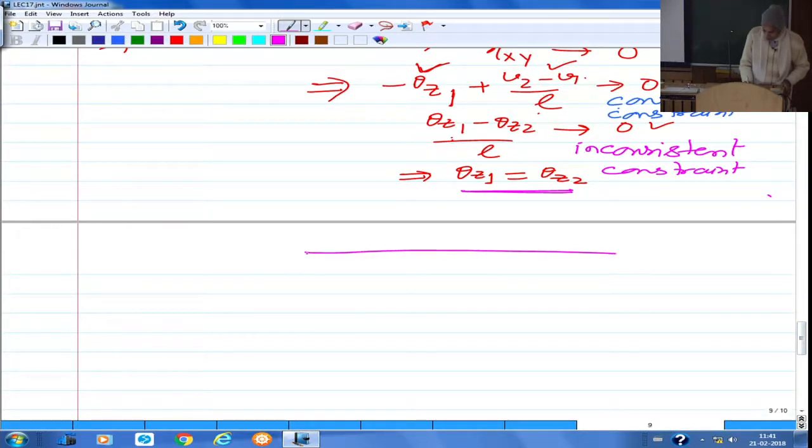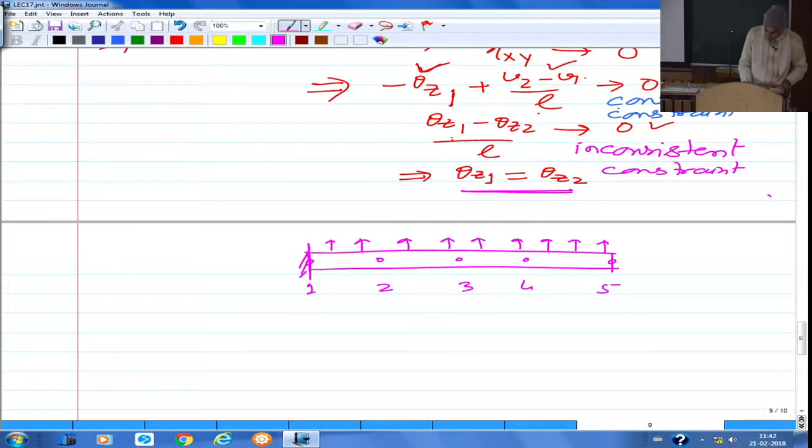Let us say a cantilever beam, which is actually a thin beam, subjected to some transverse force, and you are discretizing this into a number of elements. So let us say maybe 4 elements. So this is global node 1, 2, 3, 4, 5. This is element number 1, element number 2, element number 3, element number 4. And the boundary conditions here at this point are that v1 is going to be 0 and theta z1 will also be 0. And this is a thin beam, that means the length is much larger compared to the cross-sectional dimensions.